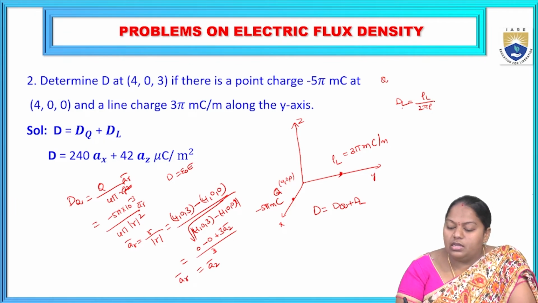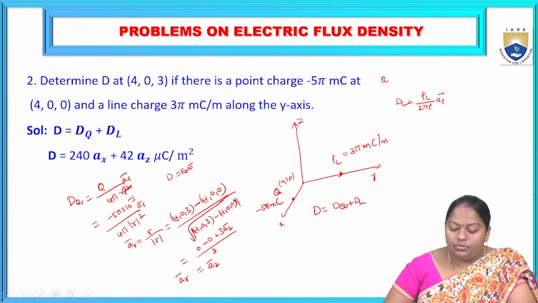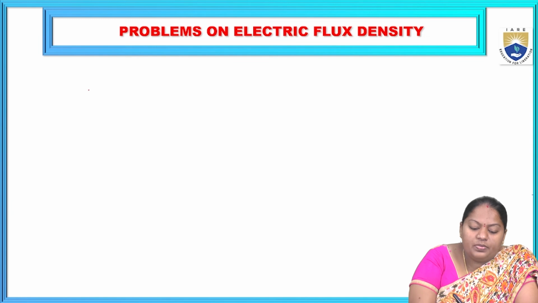Similarly, Dl is equal to rho L by 2 pi rho into a rho. See here, Dl is equal to rho L by 2 pi rho into a rho.